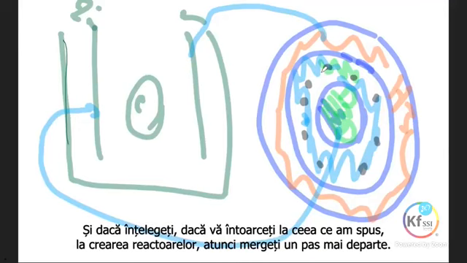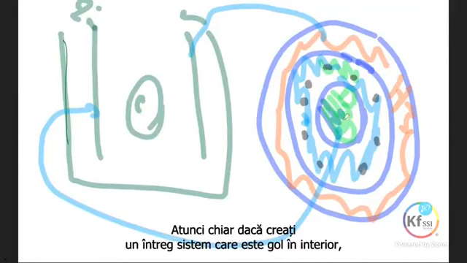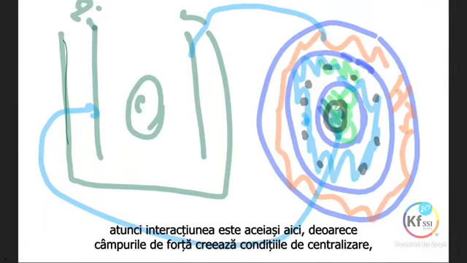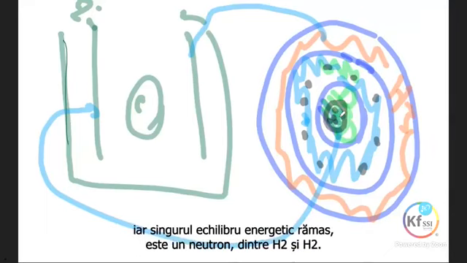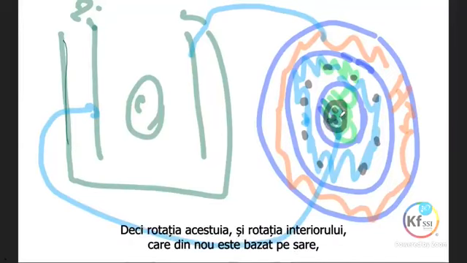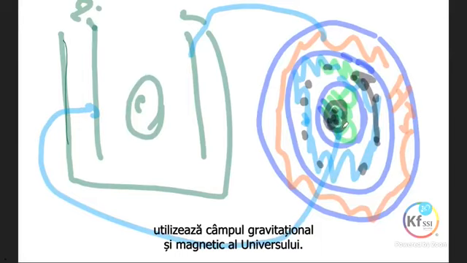And if you understand, you go back with what we said, creation of the reactors, then you go a step further. Then if you even create the fourth system, which is empty inside, then the interaction is the same here, because the field forces creates the condition of centralization. The only energy balance left is a neutron between H3 and D2. So the rotation of this and the rotation of inside, which again is salt-based, gives you the gravitational magnetic field of the universe. This is your flying system.